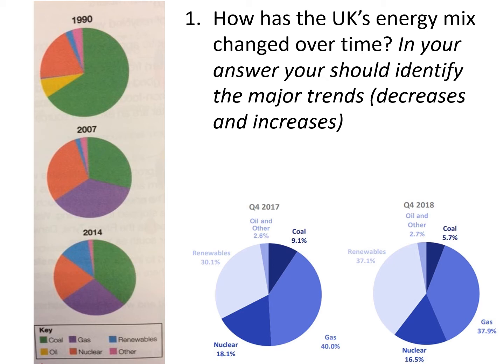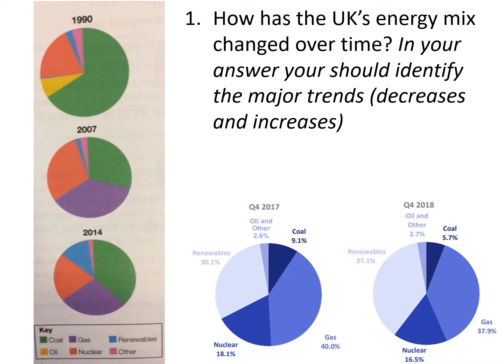And then if you look again at the next year, 2018, it's grown even more to 37.1%. The expectation is that by the year 2025, most of our energy will come from renewable sources. So we can see how much it's changed there.